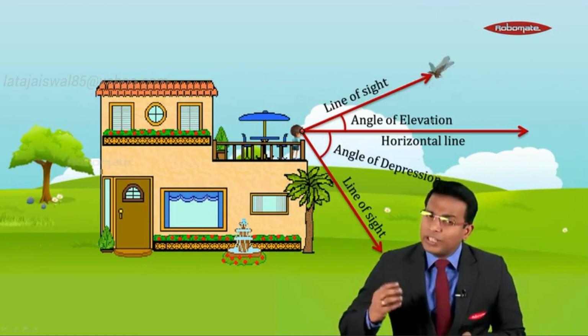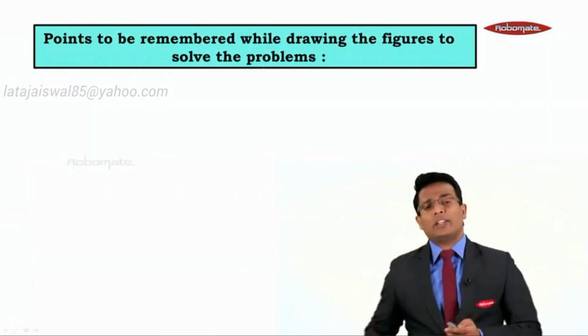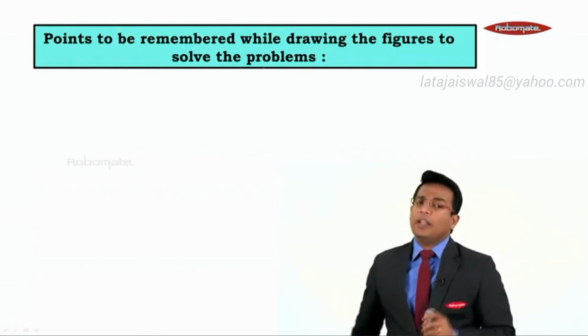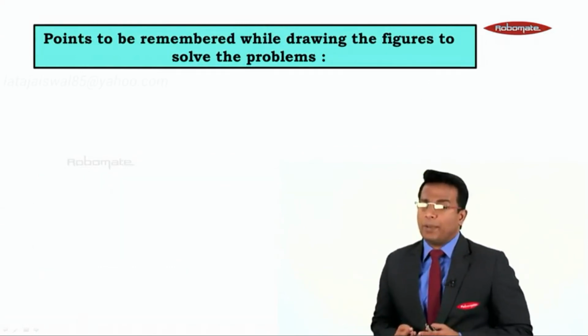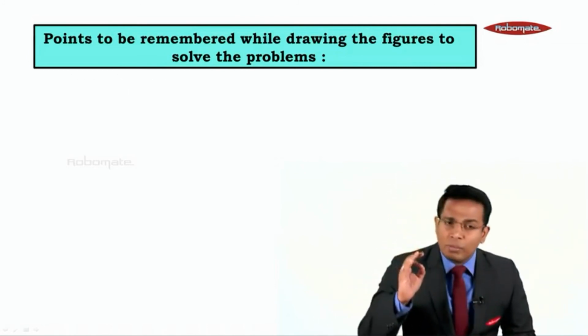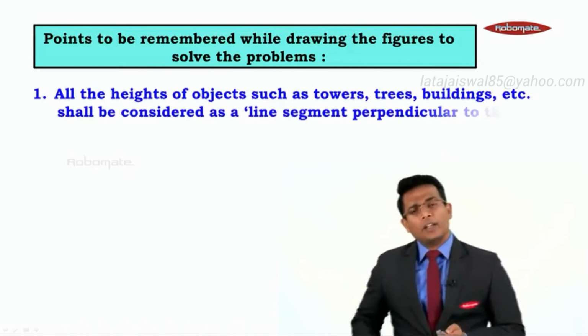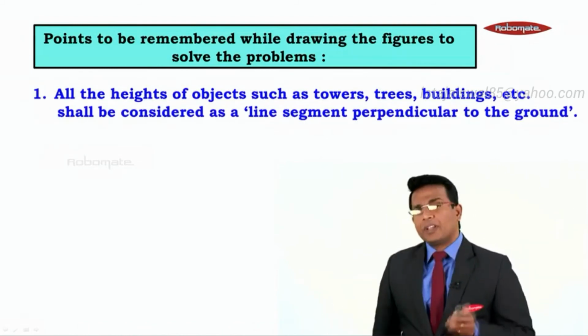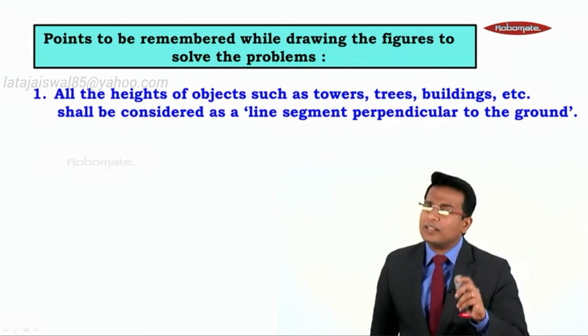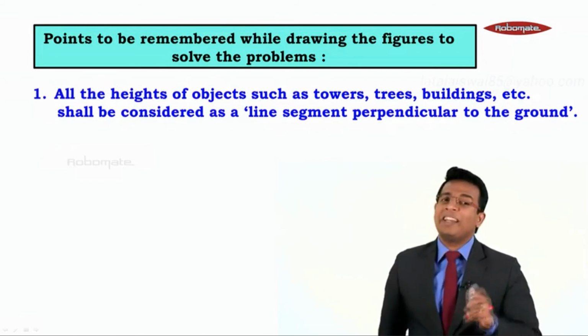But students, there are a few more things which I want you to remember when you are doing sums. Points to be remembered while drawing the figures to solve the sum. When you are given sums based on application of trigonometry, you have to draw the figure. For that, there are certain things which you need to remember, right? The very first thing is all the heights of the objects such as towers, trees, buildings, etc. shall be considered as a line segment perpendicular to the ground.